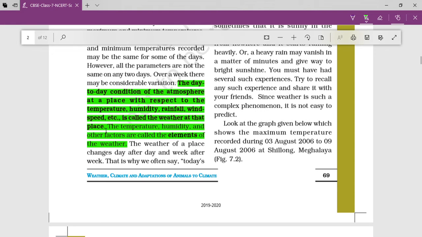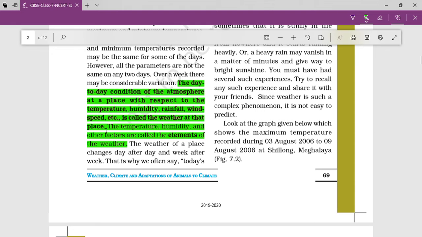Therefore, it is clear that change in weather is caused due to the sun, because the changes occurring in the sun's heat will change the atmosphere more frequently. The time of sunrise and sunset also changes throughout the year.